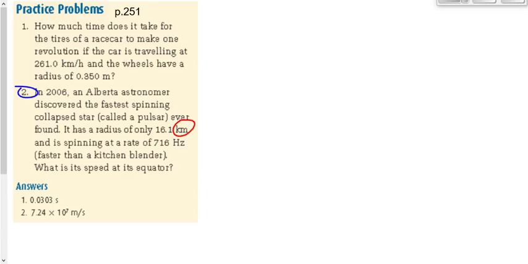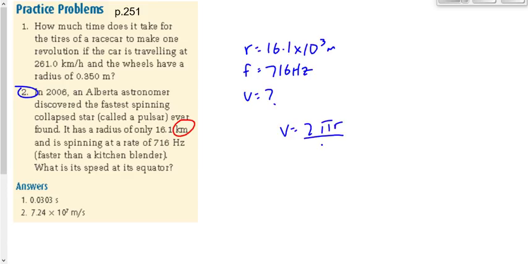We want to know the speed at the equator. So we're going to say for this one, R is 16.1 times 10 to the 3 meters. We're going to say that the frequency here is 716 hertz. And we're going to solve for the speed here. You can say V is equal to 2 pi r over t, because that's the equation that describes uniform circular motion. R has a value of 16.1 times 10 to the 3 meters, but we don't know what t is, so we've got to find that.